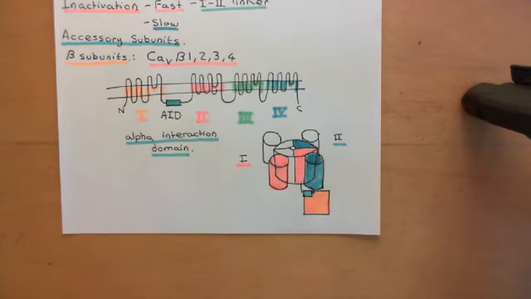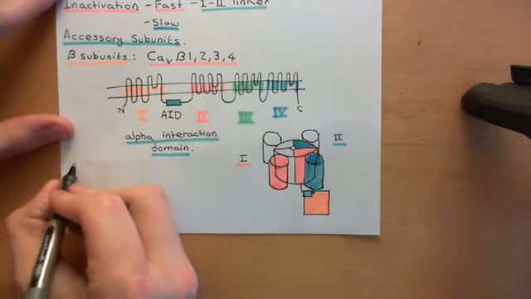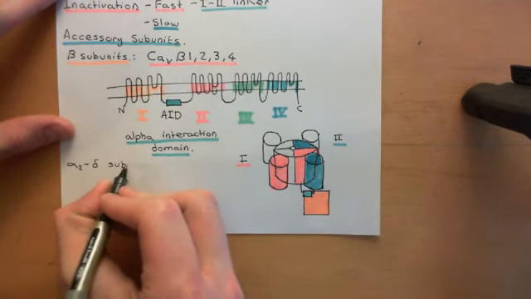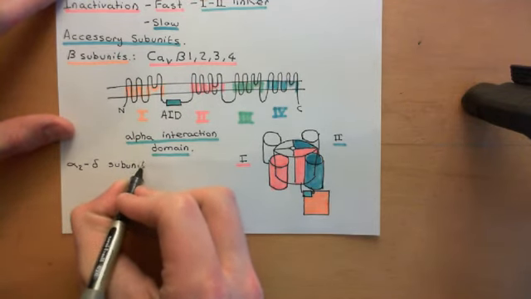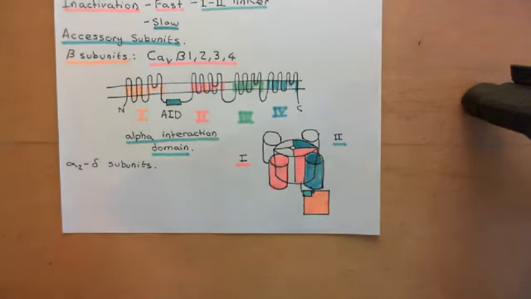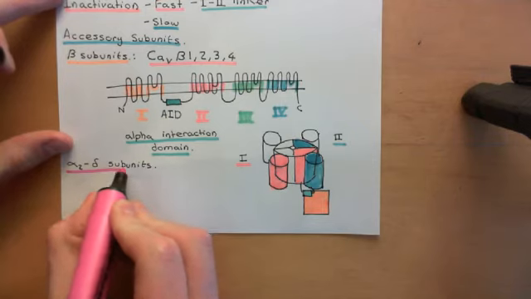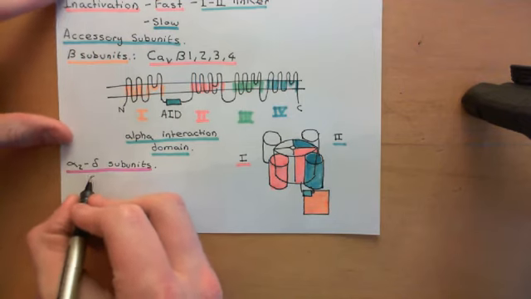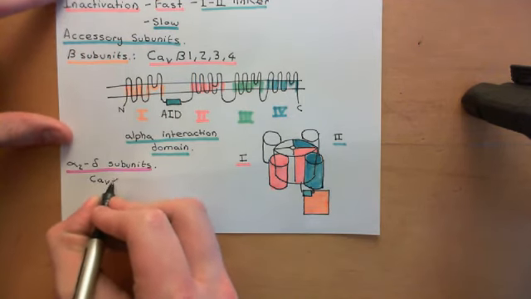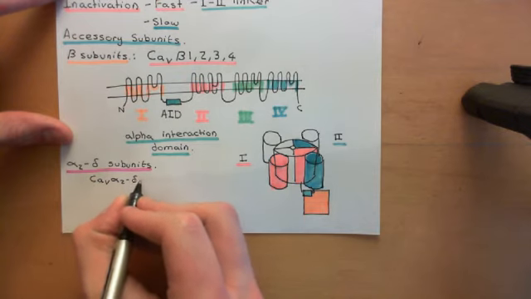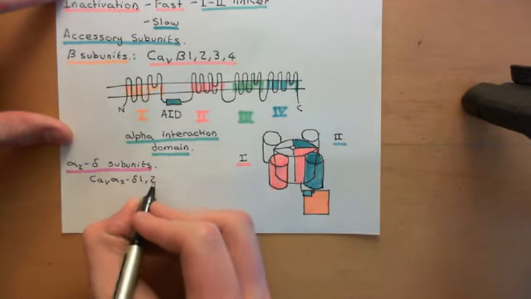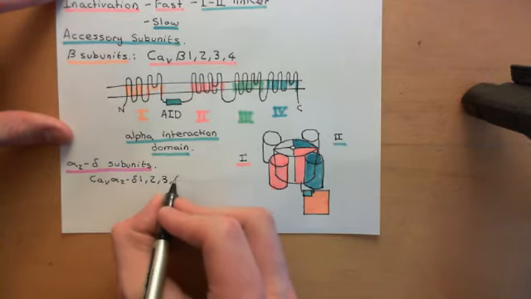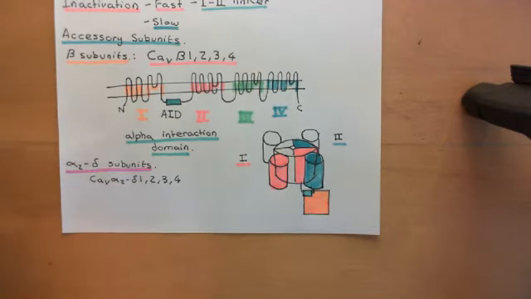Okay, next up I want to tell you about the alpha 2 delta subunit, so I think we'll try squashing this in here. So alpha 2 delta subunits next. Again, there are 4 different genes known for alpha 2 delta subunits, and I'll explain exactly why they're called alpha 2 delta subunits in a moment. These are called CAV alpha 2 delta 1, CAV alpha 2 delta 2, CAV alpha 2 delta 3, and then CAV alpha 2 delta 4.